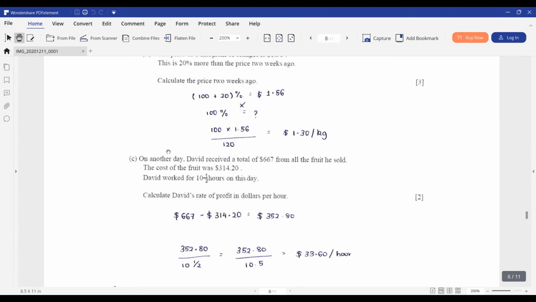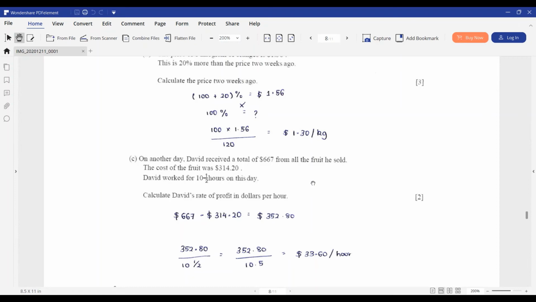Part C, sorry. On another day, David received a total of $667 from all the fruit he sold. The cost of the fruit was $314.20. David worked for 10.5 hours on this day. Calculate David's rate of profit in dollars per hour. So the first thing we want to do is find the profit. To find the profit, we take total revenue, subtract cost. So $667 subtract $314.20. You should get $352.8.